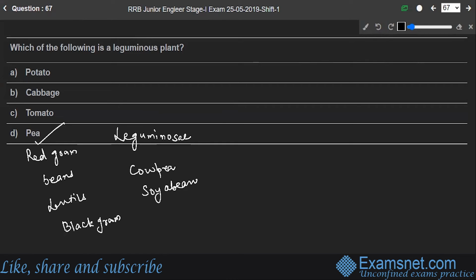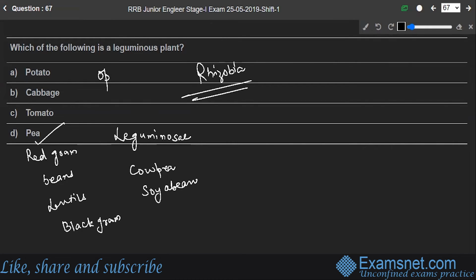Etc. Some of the examples of the leguminous plant. It is cultivated primarily for human consumption, for livestock forage and silage, and as a nitrogen fixing agent for soil, which enriches the soil for cultivation. They contain symbiotic rhizobia bacteria. This is an important one: rhizobia bacteria, which help in the nitrogen fixation in the roots.